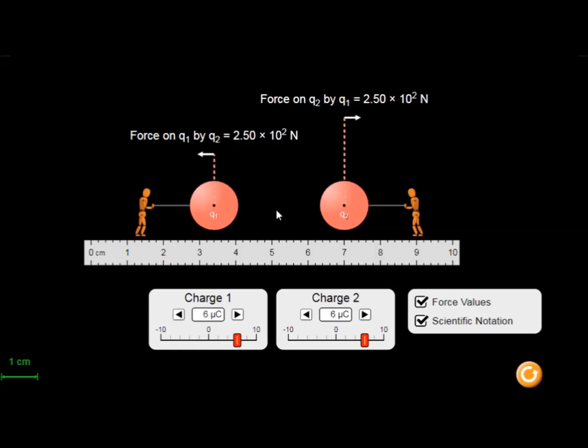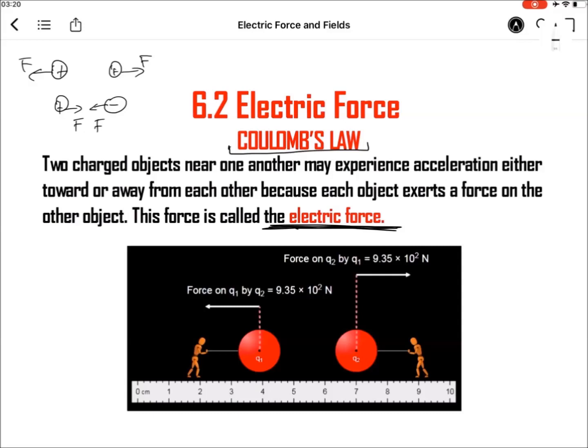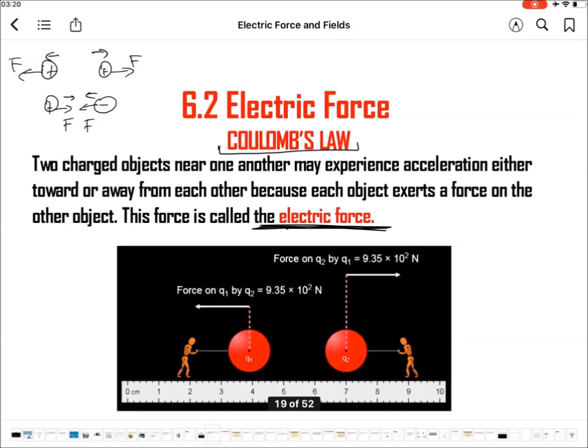That is called Coulomb's law, and they are applying force with the same magnitude but in the opposite direction. As you see, this is the force of this and this is the force of this. If they are not stable, they are going to start accelerating towards or away from each other, we can say.